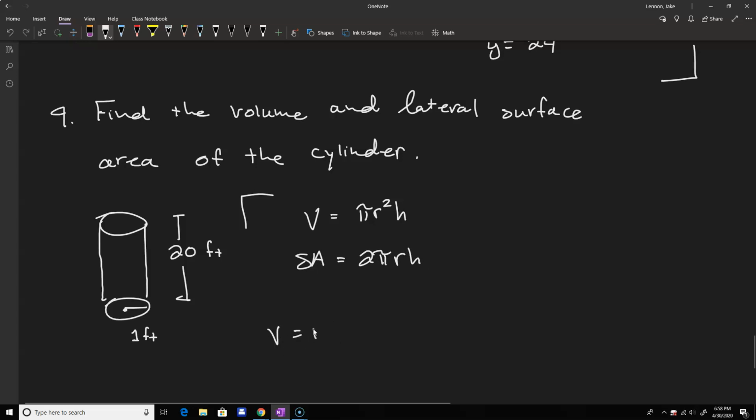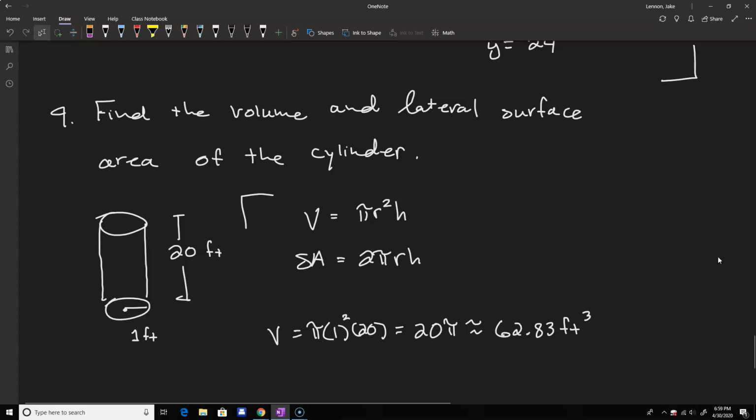So the volume would be pi. The radius we see in that circle is 1, and the height is 20. So this will come out to 20 pi. And if we want to round that to, say, 2 decimal places, 20 pi is about 62.83 feet. So this is volume, so that's going to be feet cubed. 62.83 feet cubed would be the estimated volume.